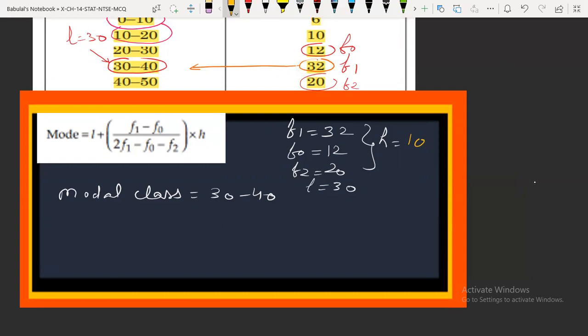Yes. So we can write here in the formula, we can write 30 because lower limit L is 30 plus bracket F1 is 32 minus F0 is 12 divided by twice of F1, twice of 32 minus F0, 12 minus F2, 20 into H.